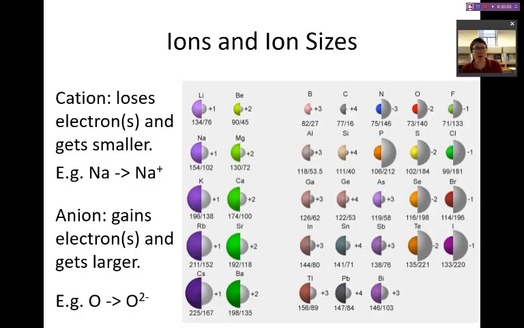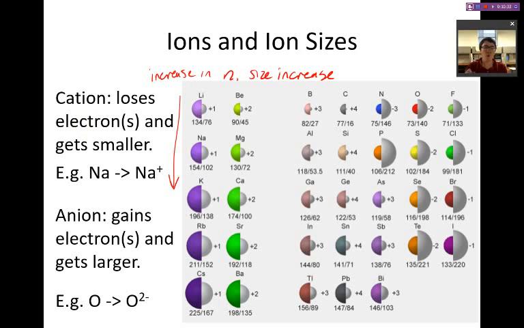Let's now talk about ions and their size trends. So we need to remember first that when we go down a group, there is an increase in the principal quantum number n, therefore the size increases. We saw this already. So we see that the atoms get larger as well as the ions.